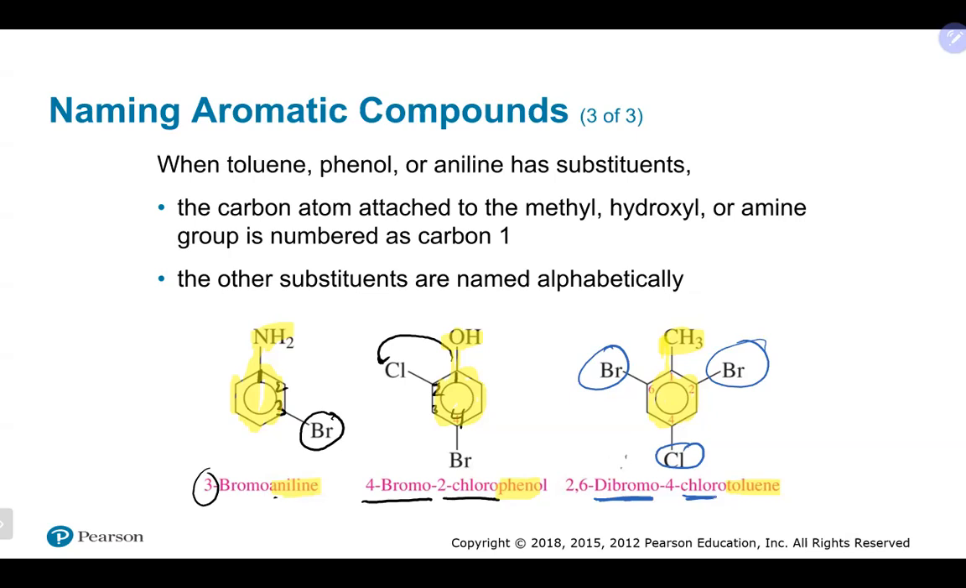Remember, alphabetically, regardless of prefix. So that's why the B here comes before the C in this case. Any questions on any of those there? So like I said, phenol, toluene, those sort of historical names do still pop up a lot in books and stuff like that.